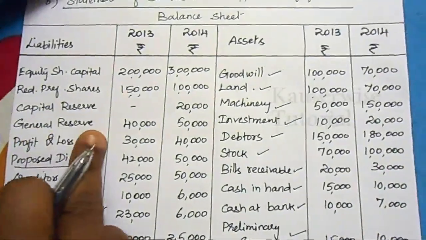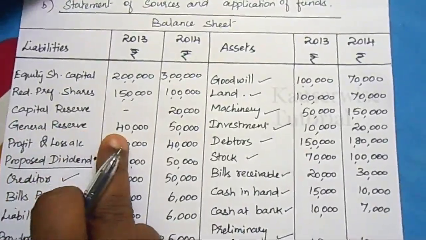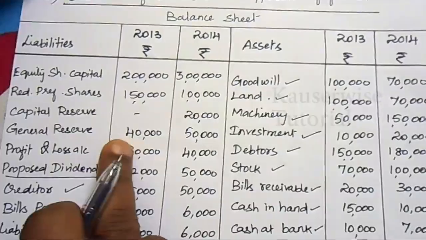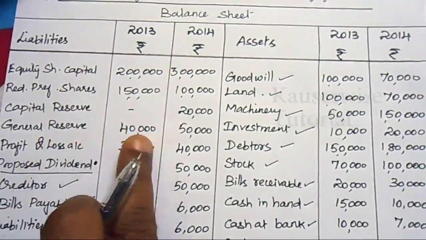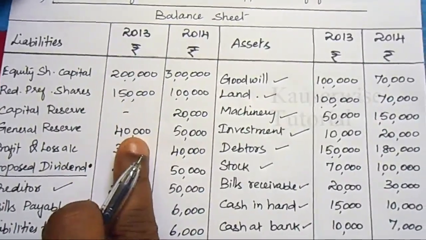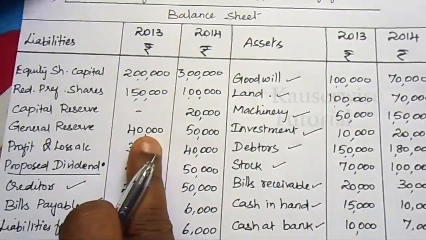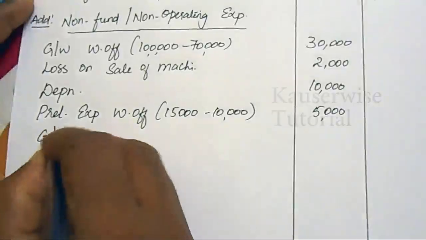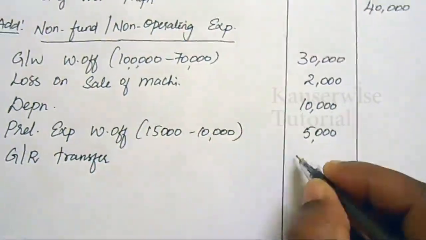See, general reserve. Just find the difference of any reserve. General reserve last year 40,000, current year 50,000. 10,000 increased. The 10,000 general reserve is transferred from net profit. So this amount is not going to reduce the fund. It is a paper transfer only. That will be added back along with the net profit to find out the fund from operation. General reserve transfer, how much?